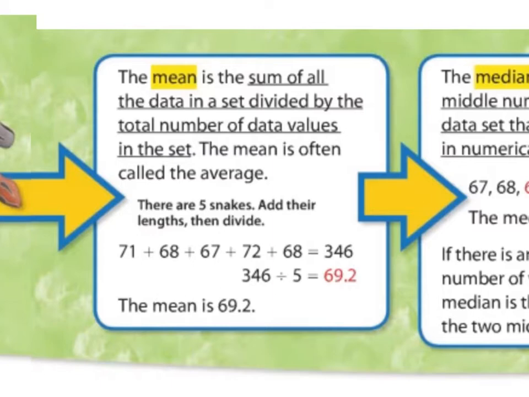So what they did was they added the 5 numbers of the snake's length. They got a total. How did they know to divide by 5? Well, they counted 1, 2, 3, 4, 5. There were 5 pieces of information, and they wanted to know if all of them were the same average length, how long would they be? Well, you add all of them together, and if they were all the same length, they would be 69.2. So that's the mean.